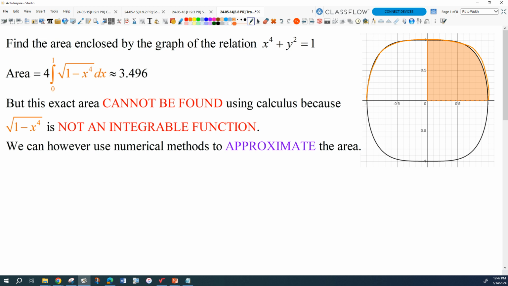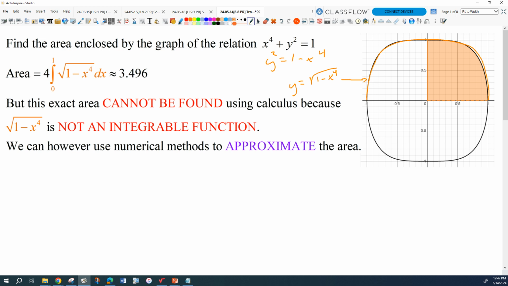If I solve for y squared, I get y squared equals 1 minus x to the fourth. And then I'd square root both sides and get y equals plus or minus the square root of 1 minus x to the fourth. And that's what this one would be. Y equals positive the square root of 1 minus x to the fourth. And we would just integrate that from 0 to 1, right? And we could find that area and then multiply it by 4, right? No big deal. So I'd get 4 times that integral.